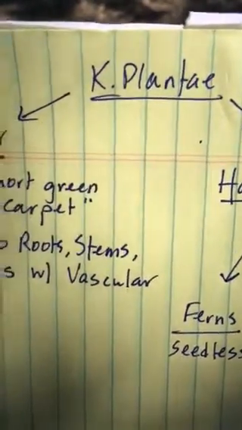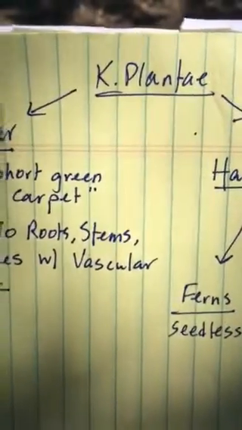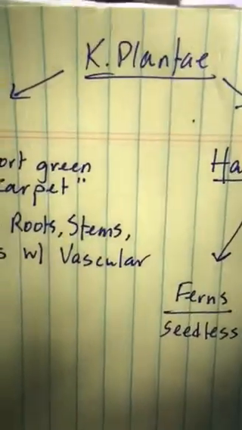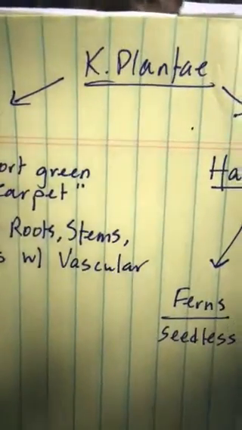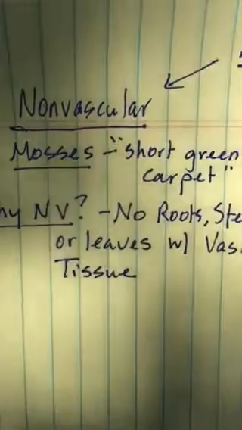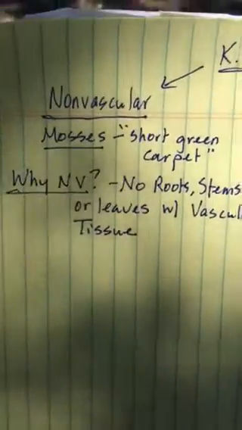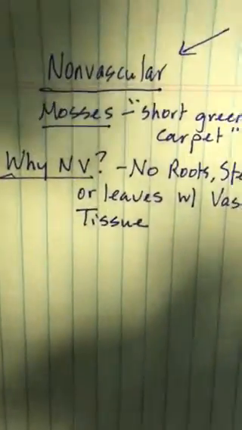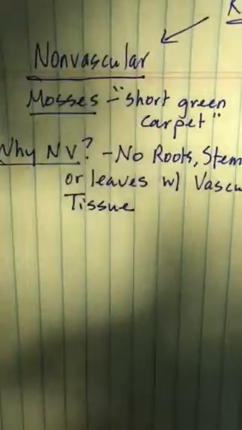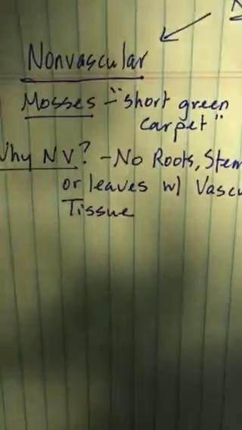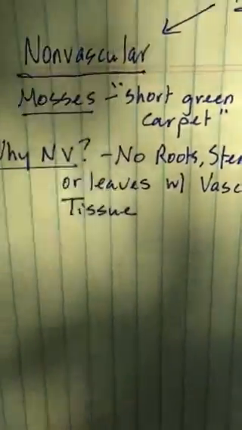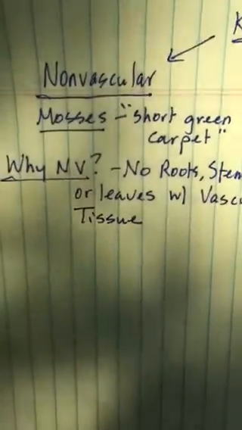All right, everybody, just a quick review of yesterday's taxonomy with plants. If we take all the plants, we can group them into two major groups. Non-vascular, which we call the mosses. There's liverworts and others, but the mosses are the ones that we see most often. I like to call them short green carpet. They're really small, and that's because they're non-vascular.